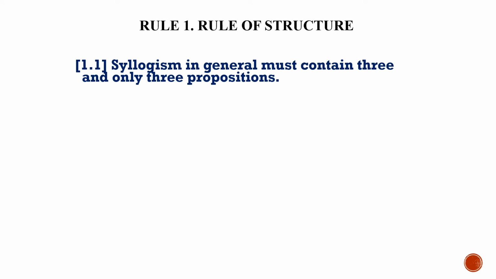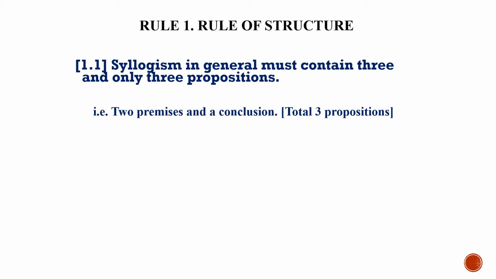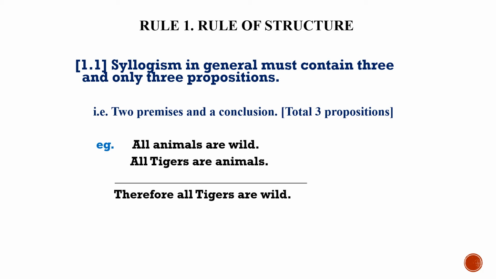The first rule of structure is that the syllogism in general must contain three and only three propositions, not less nor more. That is, two premises and a conclusion, total three propositions. Let us take an example. All animals are wild, all tigers are animals, therefore all tigers are wild.